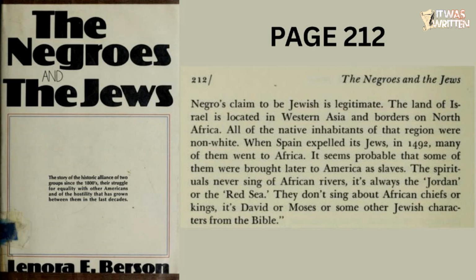This is on page 212 of the same book. The land of Israel is located in Western Asia and borders on the north of North Africa. All of the native inhabitants of that region were non-white. Let me say it again. All of the native inhabitants of that region were non-white, saying right now that these so-called Jews in Israel, they're not the people of the land. Why do you think they're going through all that war with Palestine?